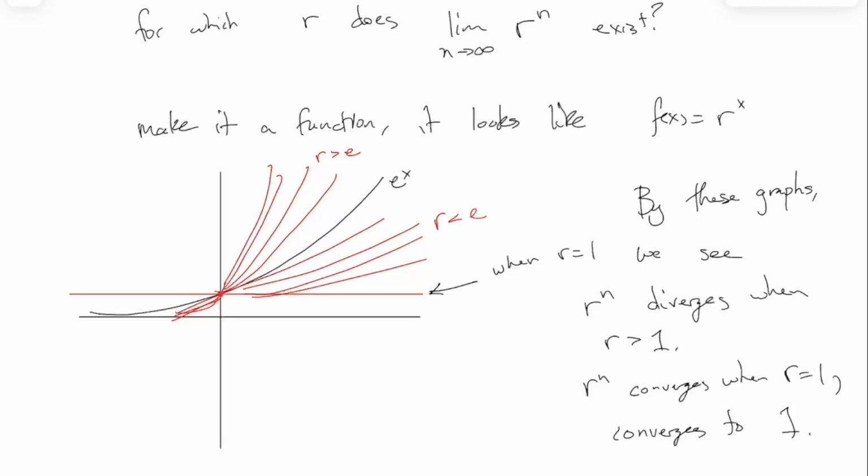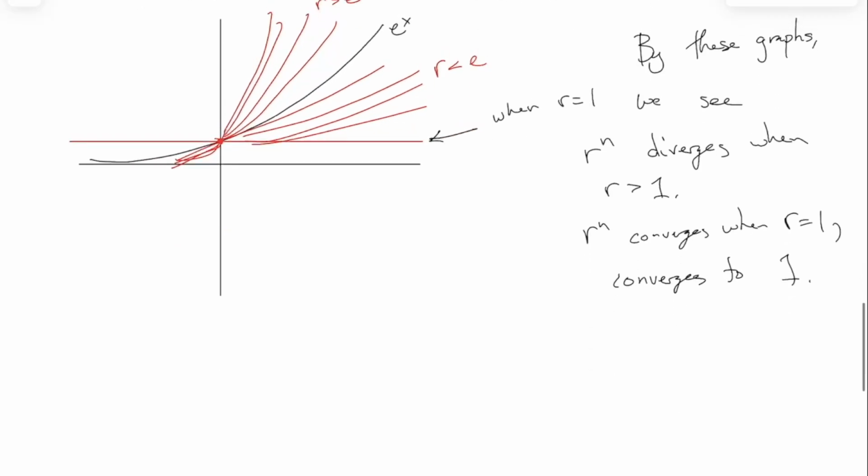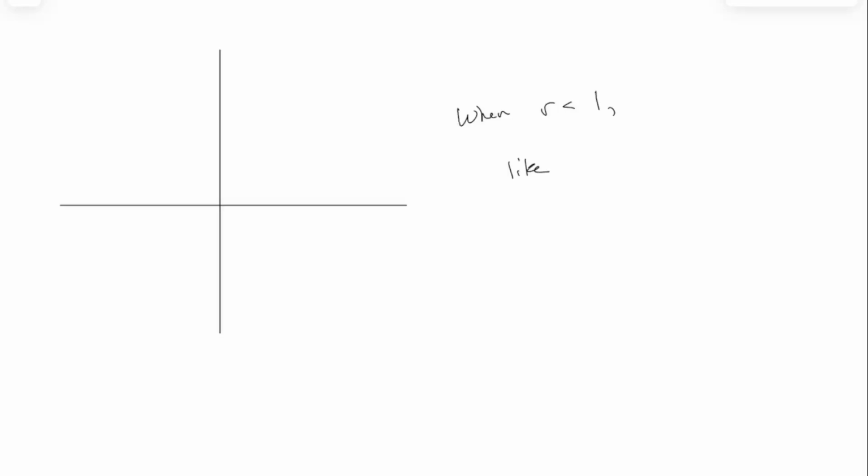What about the r's being less than 1? I'm going to try and draw it just because my picture's a little crowded. Let's draw values where r is less than 1. So when r is less than 1, for example 1/2 to the power x, if I'm thinking about the function r to the power x. When r is 1, it's that. This is r equals 1. Anyone happen to know what 1/2 to the power x looks like?